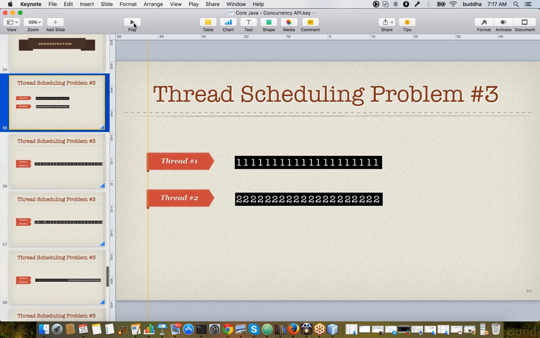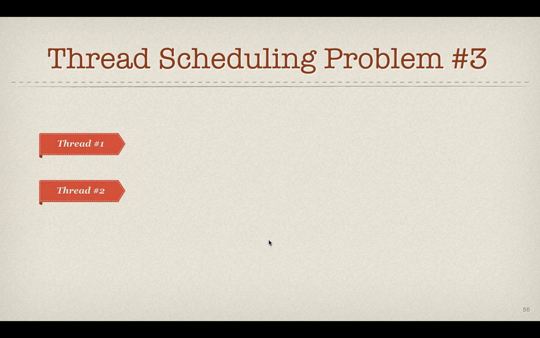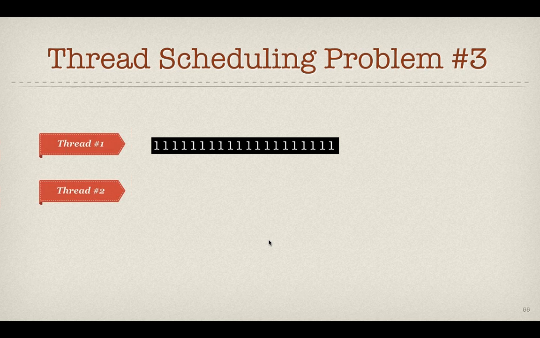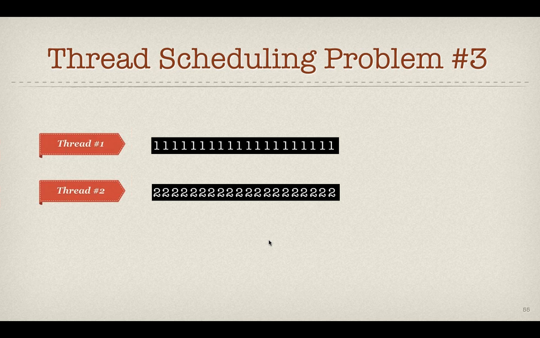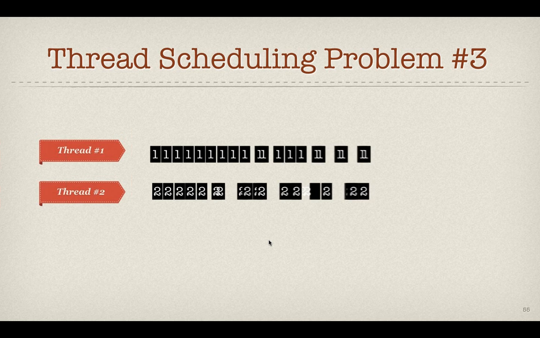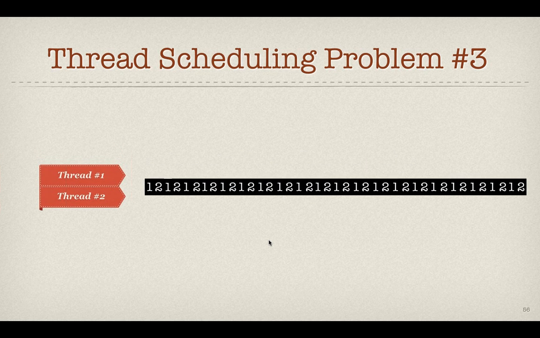And then there is another thread scheduling problem. Let's say there is thread 1 which is printing all ones, and then there is thread 2 which is printing all twos. Now we have to somehow manage that. We have to run these through two threads simultaneously and ensure that we get an alternating printing output. Like one thread has to print one, and then another thread has to get a chance.